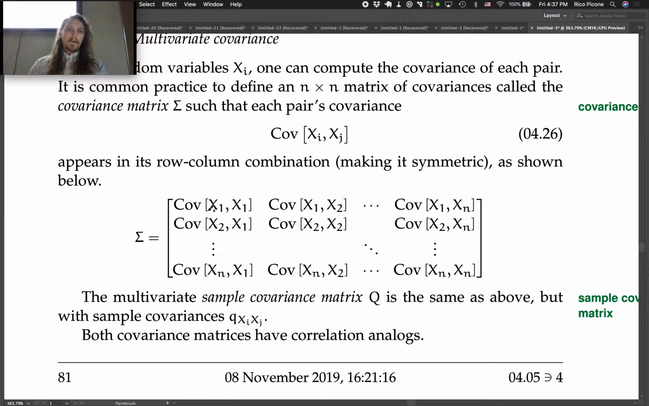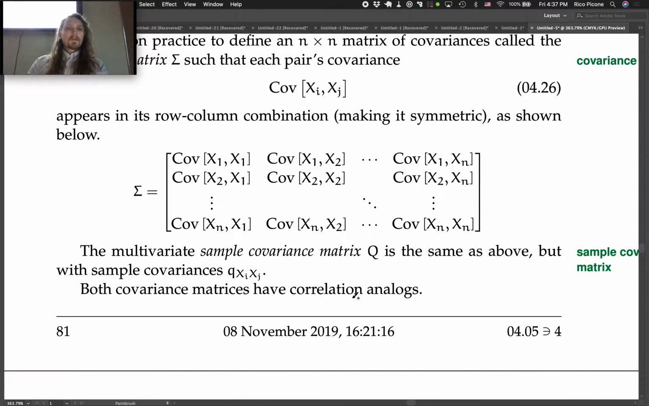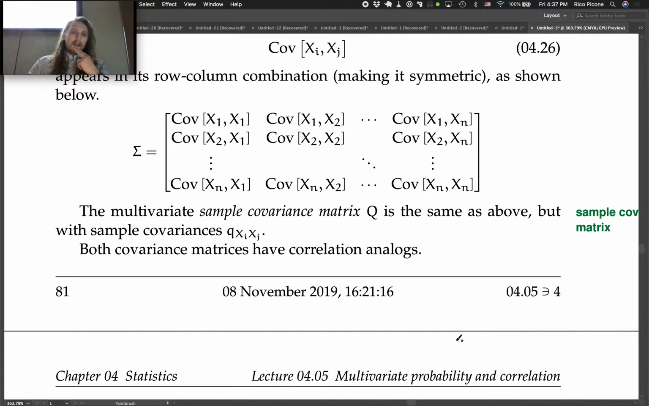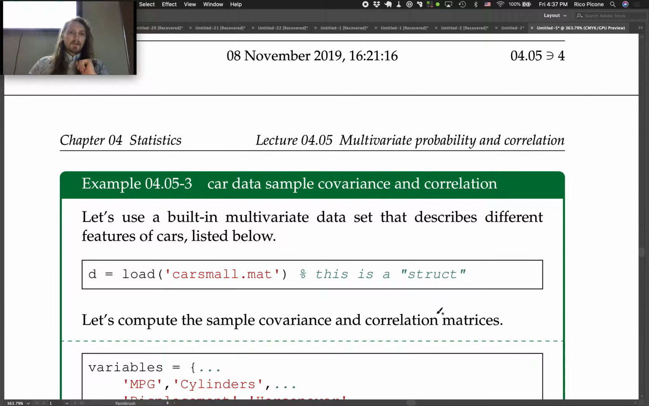So we get the covariance of x1 and x1, x2 and x2 on the diagonal, which means these are the variances, right? And then the covariances are the off-diagonals. The multivariate sample covariance matrix Q is the same as above, but with sample covariances Q of xi, xj. Both covariance matrices have correlation analogs, so you can also do a correlation matrix as well.